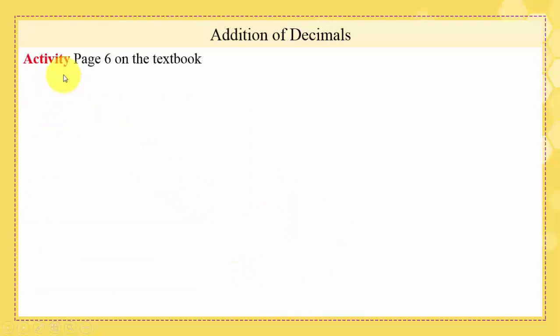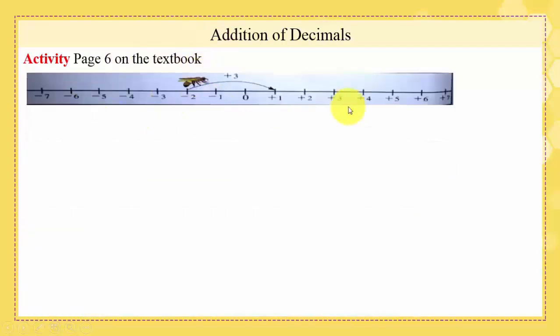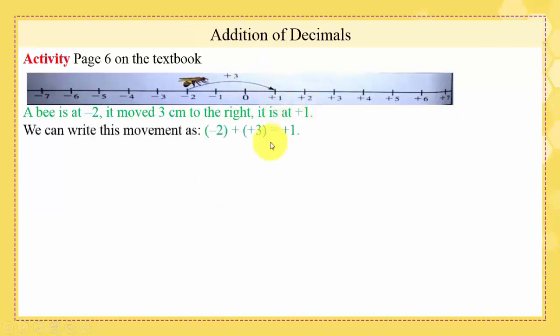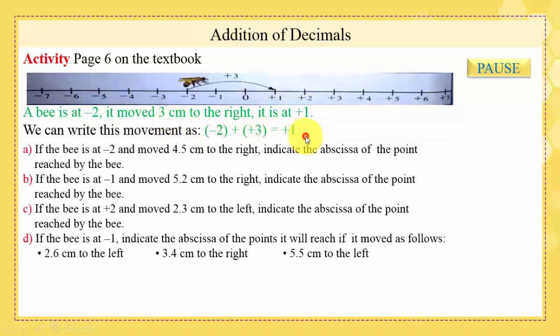Addition of decimals. Activity, page 6 in the textbook. Look at the number line. There is a B. B is at minus 2. It moved 3 centimeters to the right. Look here, minus 2, I will move 3 centimeters: 1, 2, 3. Then B is at plus 1. We can write this movement as minus 2 plus 3, which is equal to plus 1.